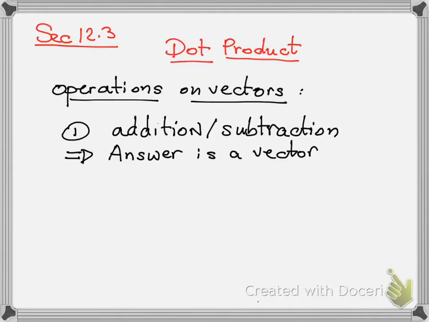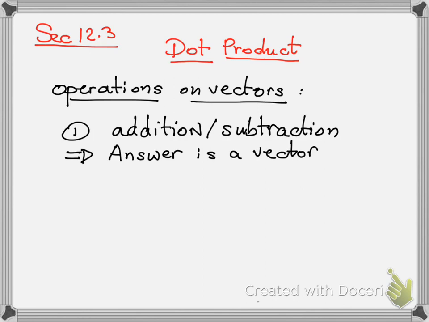Today I'm going to talk a little bit about the dot product. Last time I introduced the notion of vectors and I said there are a couple of operations you can do on vectors. The first operation we said would be addition and subtraction. Now the important thing here is that when you add or subtract two vectors, the answer is a vector.